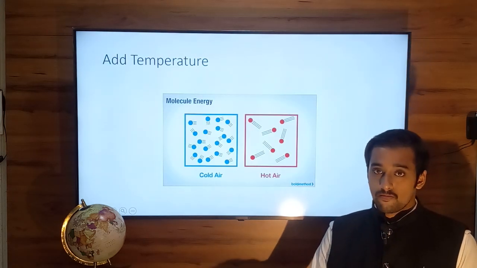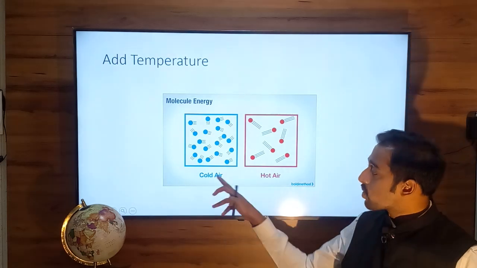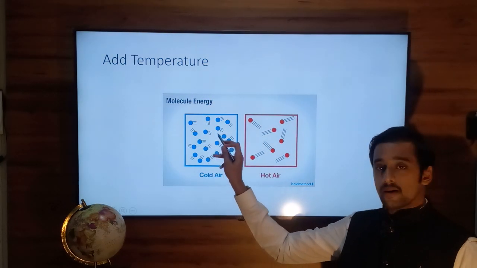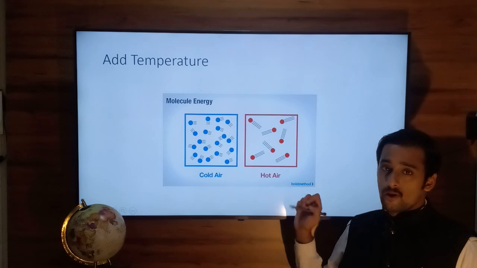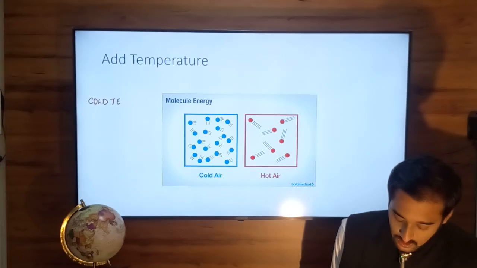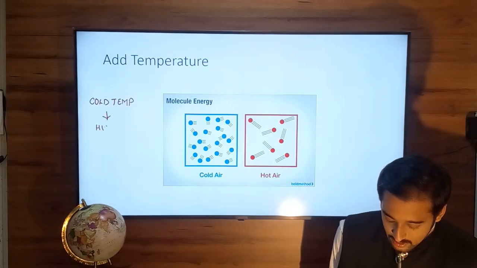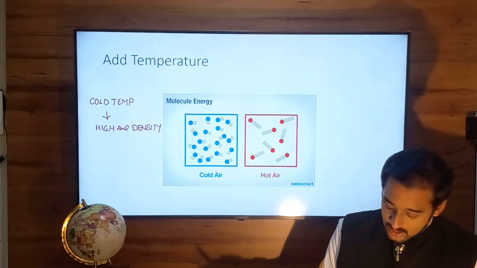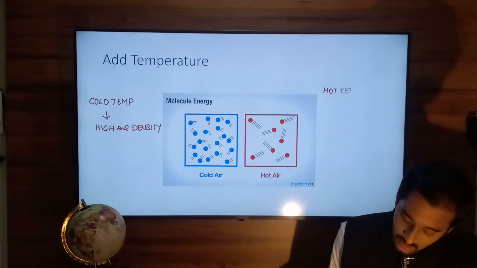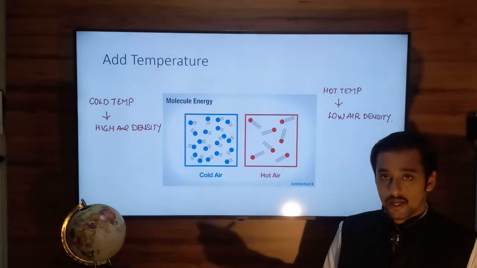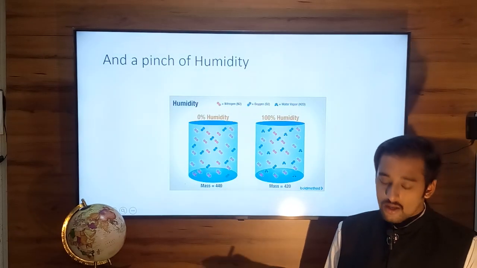Second, about temperature. Now when you consider temperature, what happens? Here you have cold temperatures, here you have warm temperatures or hot air. In cold air, the molecules are close together compared to molecules in hot column of air or hot parcel of air. So what is the conclusion here? Cold temperatures will give you high air density. But hot temperatures will give you low air density. Remember this.